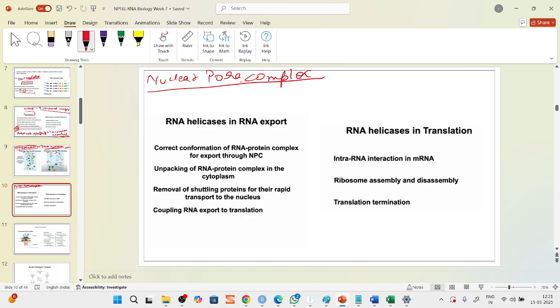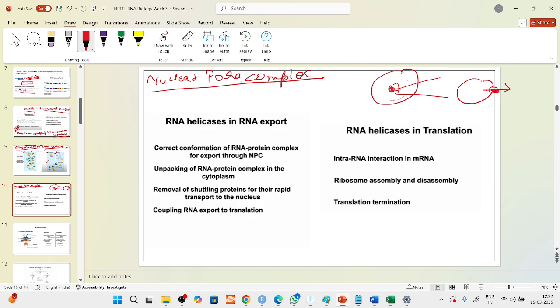RNA export to translation. So what happens is that when RNA is coming from the nucleus to the cytoplasm, some kinds of transporter proteins help in the export of the RNA from the nucleus to the cytoplasm. Okay, there are certain transporter proteins which help in the transport of those RNAs from the nucleus to the cytoplasm. Suppose this is your nucleus and this is your cytoplasm. If I take this area and expand it, there are certain transporter proteins that combine with your RNA and help in its movement outside the nucleus.